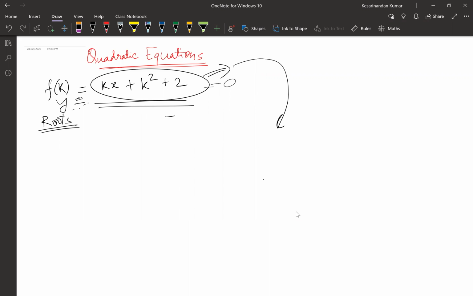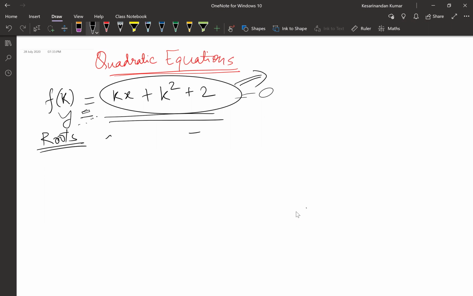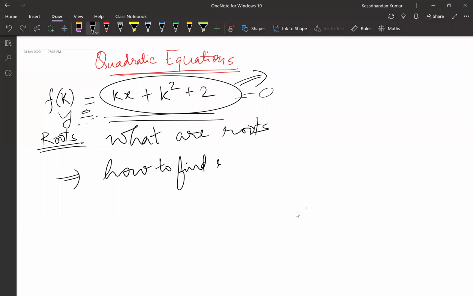So with that part done in quadratic equations, now we know what roots are. We will see how to find roots. Does anybody know how to find the roots? Formula. Which formula? Quadratic formula. Yeah, tell me.